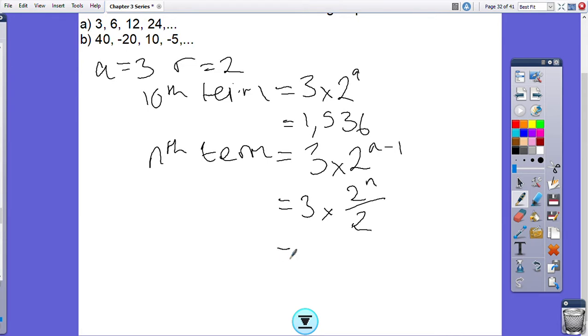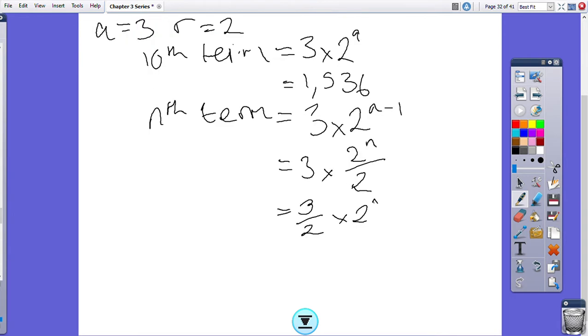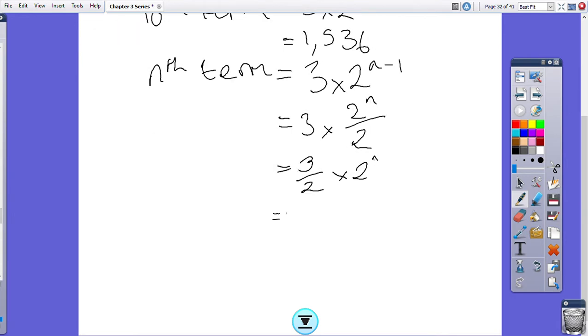You could stick that 2 to the n at the end so that you could have 3 over 2 times 2 to the n. Let's write that again. 3 over 2 is 1.5 times 2 to the n. How about that? Right, okay, so slightly different to the way the book writes it.